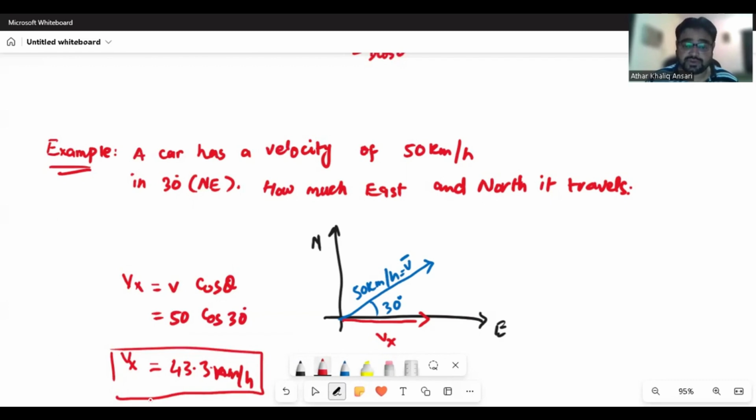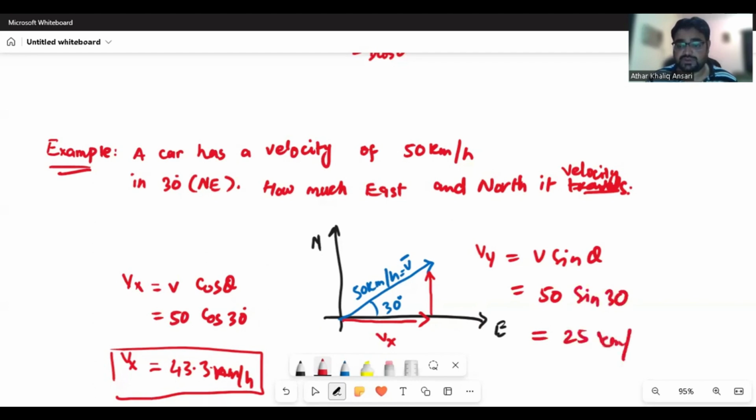And when you are going to find the northward velocity, we will say east and northward velocity components. For northward, this is upward, that is Vy. Vy is equal to V sine theta. As you know that V is 50 and sine 30 is half, your answer will be 25 kilometer per hour. Okay, this is one thing that we need to remember.